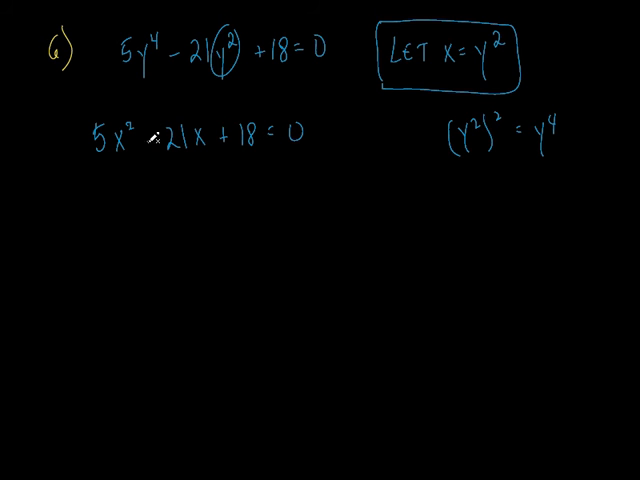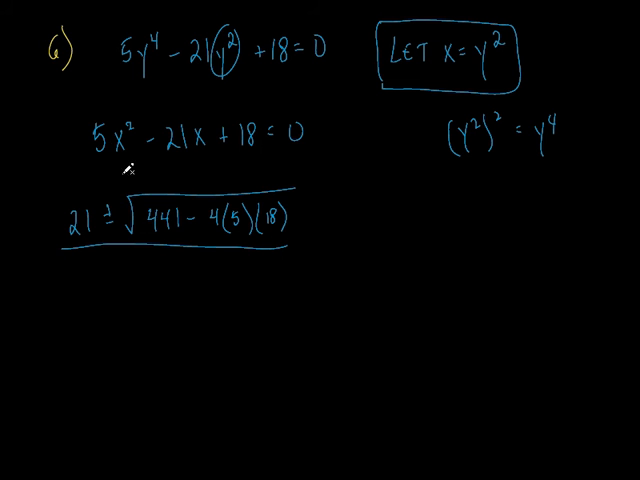So negative b. Well, b is negative 21, so negative b is what? It's positive 21, right? Plus or minus square root b squared. I don't know. Who's got a calculator? I should know that in my head, but I don't. What's 21 squared? It's like 4 something. 441? Okay. So that's 441 minus 4 times a, which is 5, times c, which is 18, over 2a, 2 times 5, which is 10. Now it's just a matter of simplifying this thing.